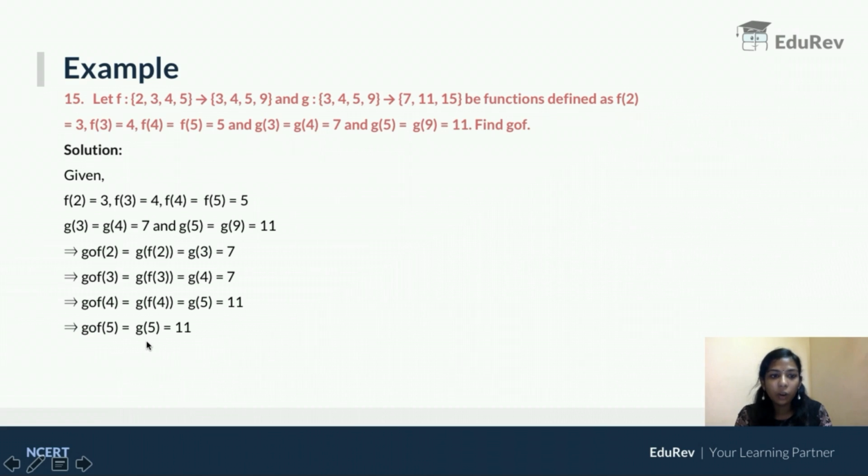That is g of f of phi. What is g of f of phi value? f of phi, I am simply writing the value as phi. So what is g of phi? 11. So the value is 11. I hope it is clear how to find g circle f. We'll move on to another example.